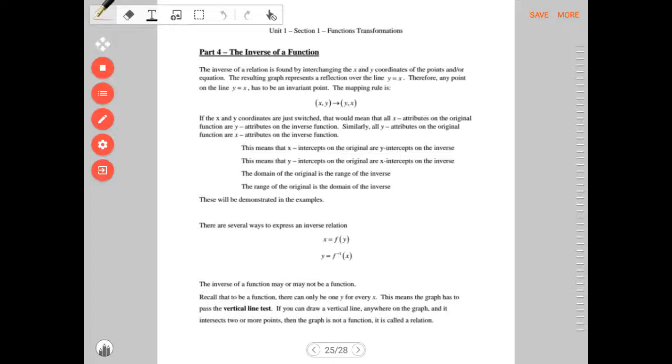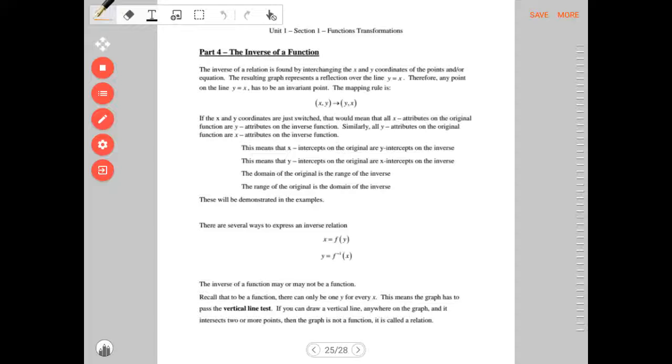If the x and y coordinates are just switched, that would mean all the x attributes of the original function are y attributes on the inverse function. Similarly, all y attributes on the original would be x attributes on the inverse. So what does that mean? It means that the x-intercepts on the original are now y-intercepts on the inverse, and y-intercepts on the original are now x-intercepts on the inverse. The domain of the original is now the range of the inverse, and the range of the original is now the domain of the inverse. These will all be demonstrated in the examples.